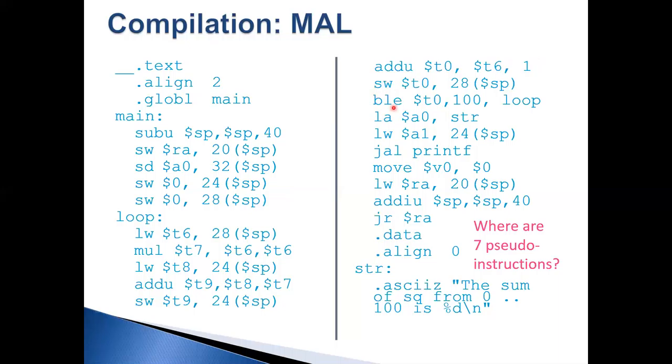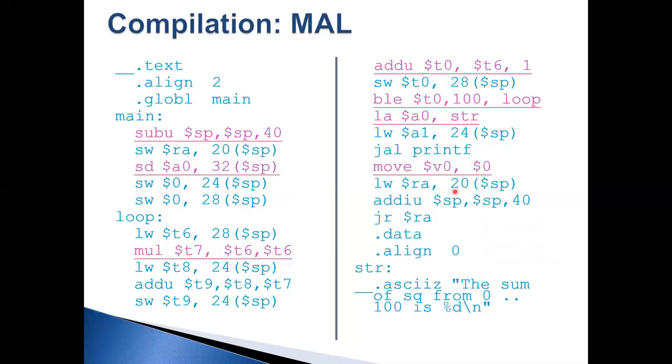What is that? Branch less than. Is that real, or is that true assembly language? No, right? So we need to fix that. And what else? Two more. Load address. Again, we don't have this in our true assembly language. And finally, the move. So yes, these seven are the pseudo instructions that we need to fix. Okay, so let's fix them.